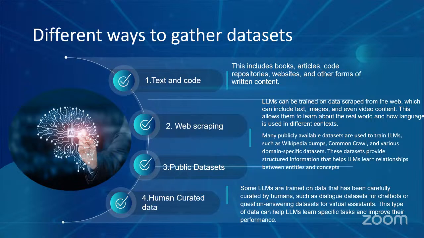We have understood that we can take a data set from text as well as code. We can take it from web scraping. We can also take it from public data sets, which are publicly available, like Common Crawl, Wikipedia dumps and other things. Then human curated data sets, which are used when we are giving a prompt particularly, whatever data sets we are purposefully giving, can also be useful.